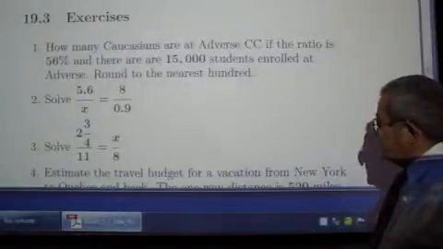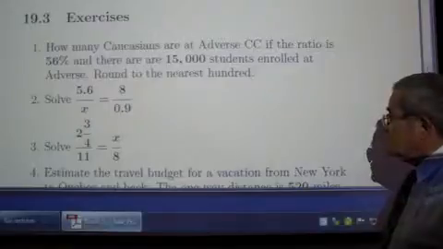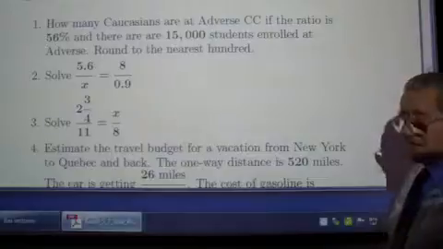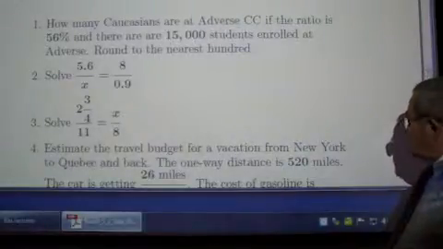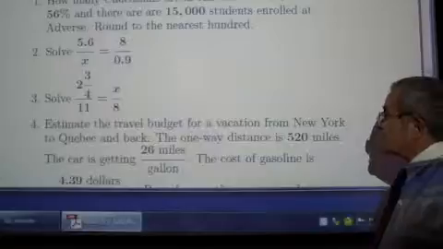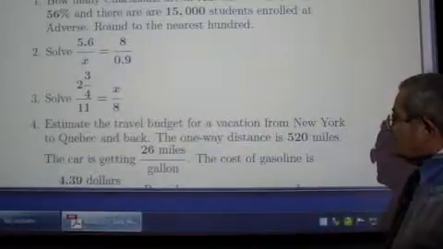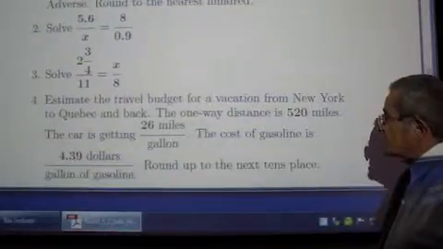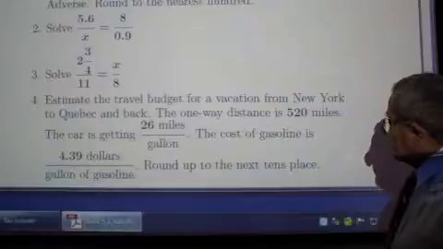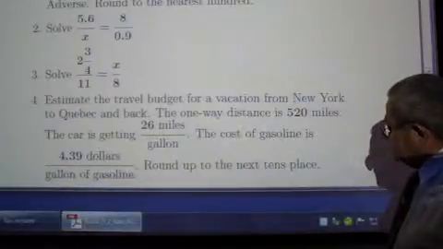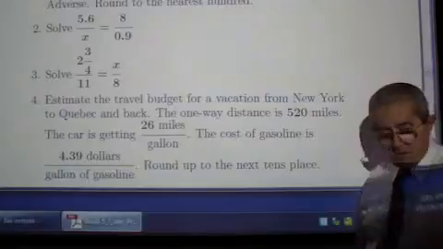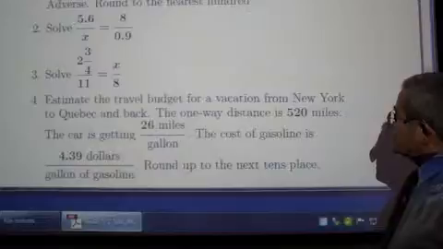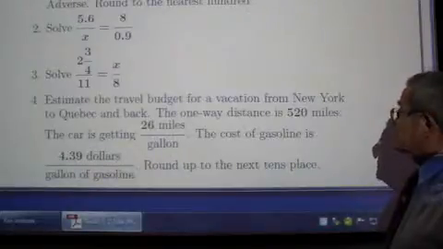we wanted to estimate the travel budget for a vacation from New York to Quebec and back. The one-way distance is 520 miles. Your car is getting 20 miles per gallon, and the cost of gasoline is $4.39 per gallon of gasoline, and round to the next tens place. Okay, I'll let you copy that, and maybe I'll give you time to think about it. Maybe you can start your thinking.